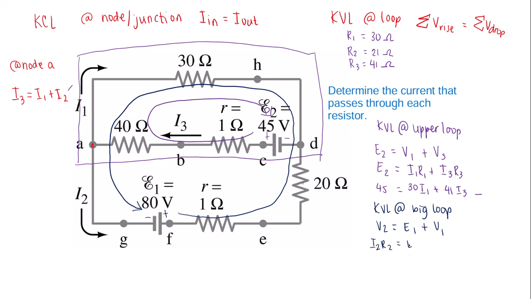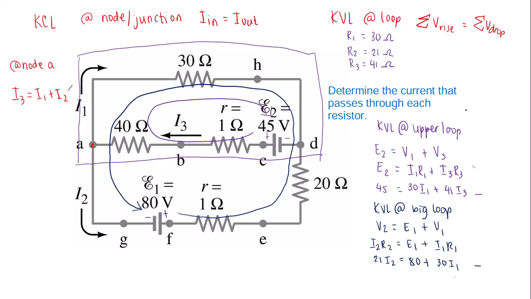I2 R2 equals E1 plus I1 R1. Substitute known values. We have 21 I2 equals 80, and then we have 30 I1. This is equation 3. 3 unknowns, 3 equations. So express this. What's common is I1. So express this in terms of I1.